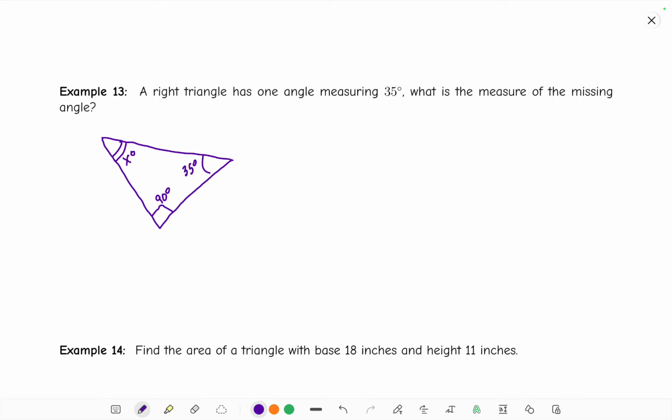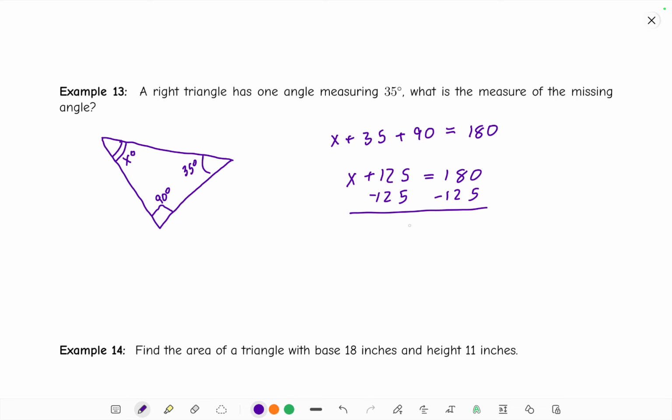Now there's two ways to do this problem. You can use that the measure of all three angles in a triangle add up to 180, or you can use the measure of the two opposite angles in a right triangle add up to 90. I'm partial to the 180 because it works for all triangles, not just right triangles. So I'll go X plus 35 plus 90 equals 180. So then we get X plus 125 equals 180. Subtract 125 from both sides. We get that the missing angle, X, is 55 degrees.